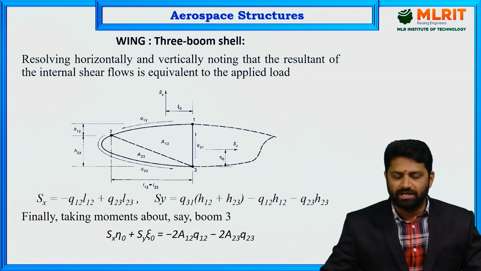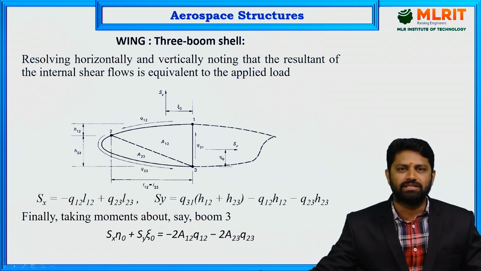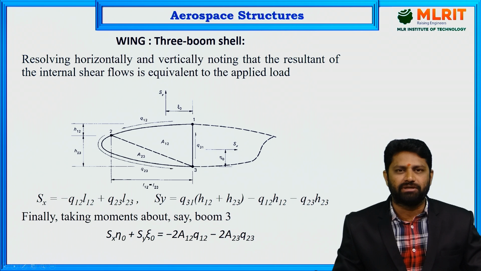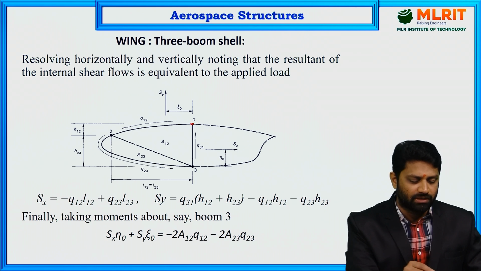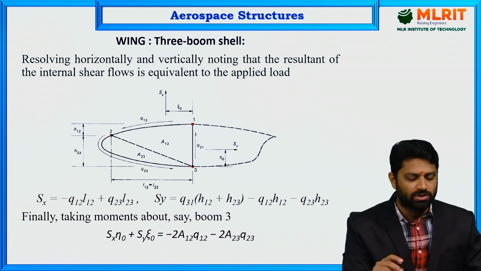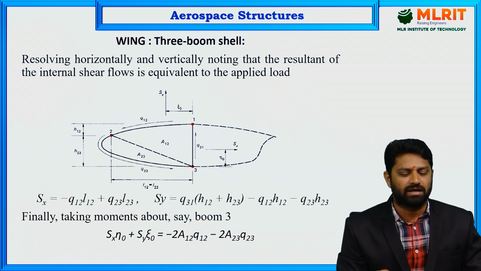This is a particular case of a wing section in which the wing is a 3 boom shell. In the previous problem, we saw different cross sections, different parts of the wing in which there are many booms, more than 3, 4, 5. But this is a special case in which only 3 booms are present, and you can see in this diagram boom 1, boom 2 and boom 3. If the wing has only 3 booms, then the analysis becomes much easier, and there is no need to go for the analysis we presented in the previous sessions.